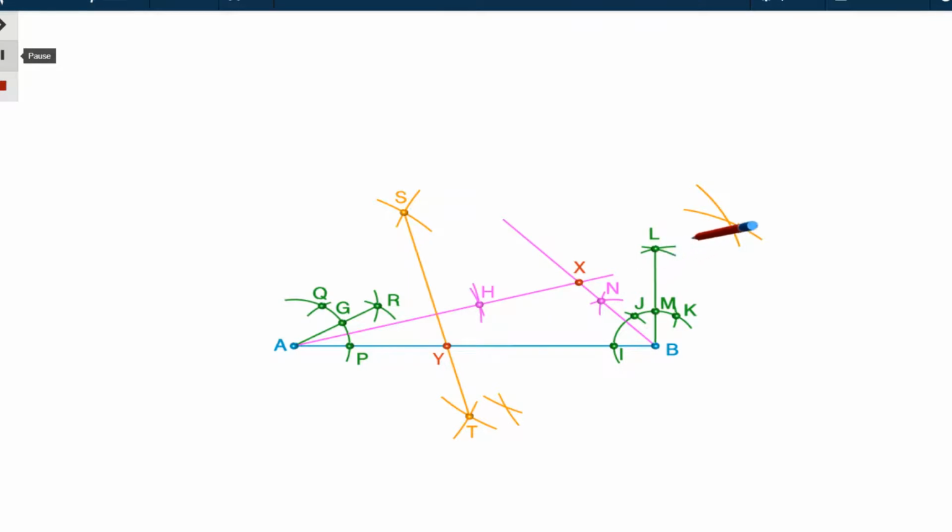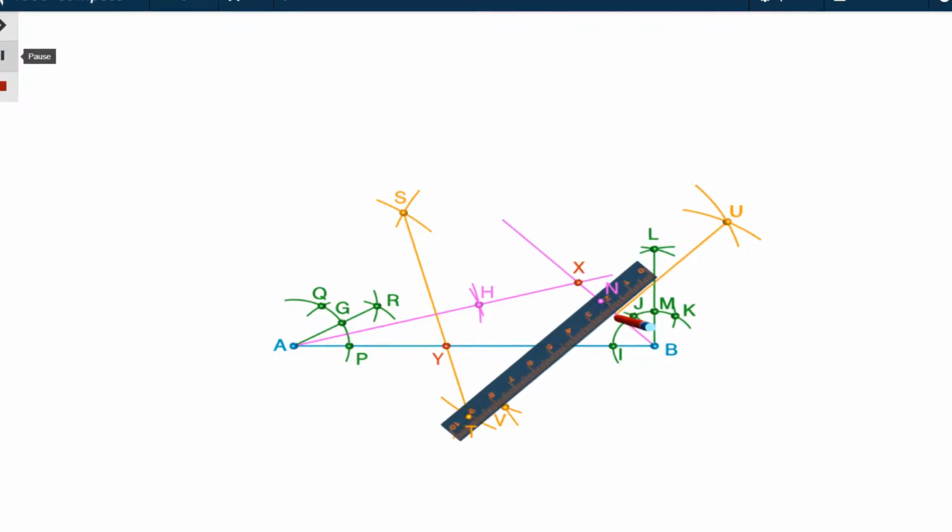Mark it as U and V. So UV is the perpendicular bisector of BX. U, then V, then join V and U. Now see, UV also intersects AB at some point, and that point is your third vertex of the triangle XYZ. So we have got all the vertices X, Y and Z.